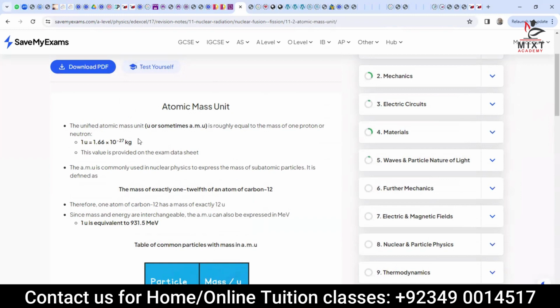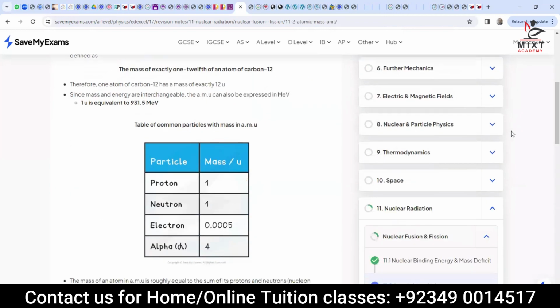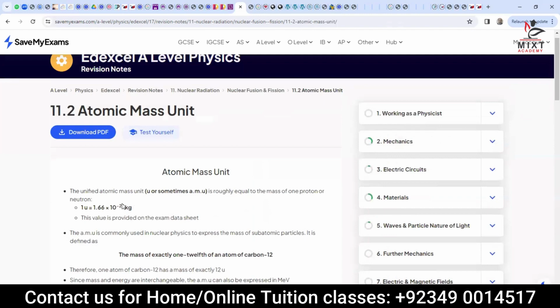So for example, you have 1 proton, 1 neutron. Electron mass is totally negligible. So basically, a unified atomic mass unit is roughly equal to the mass of 1 proton or neutron. The question is why a proton or neutron, why not electron? The reason is very simple, because electron has a very small mass as compared to the proton and neutron.